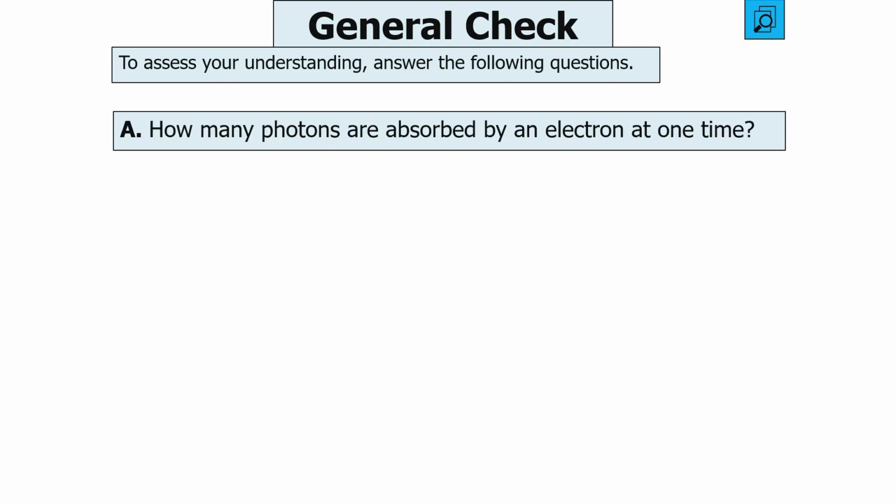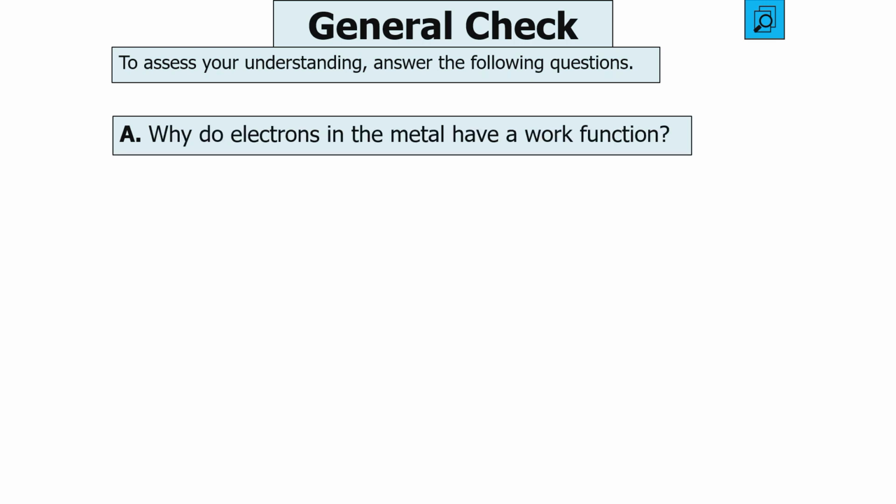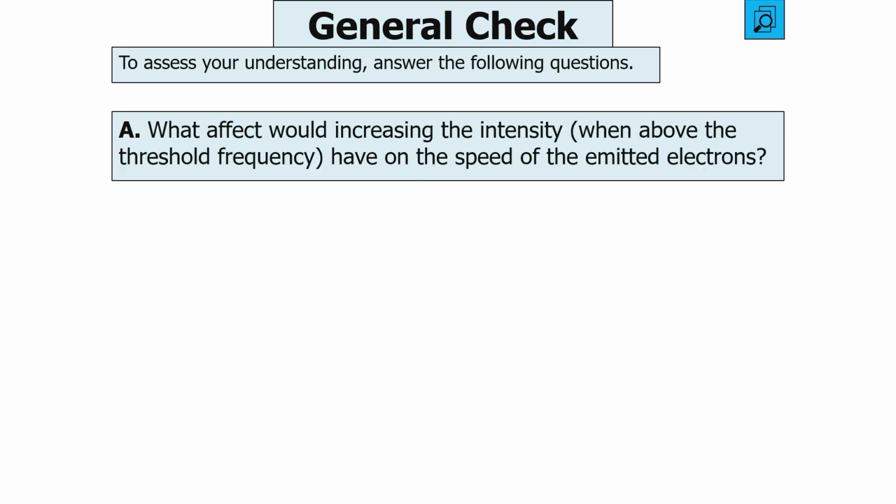How many photons are absorbed by an electron at one time? Pause the video now, then unpause the video when you want to go through your answer. One photon is absorbed at a time by an electron. Why do electrons in the metal have a work function? Pause the video now. Well, the work function is due to the attraction between the electrons and the positively charged ions found in the metal.